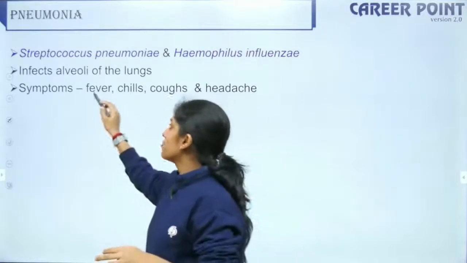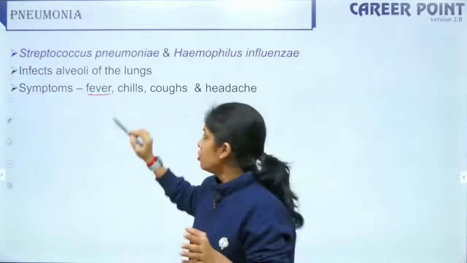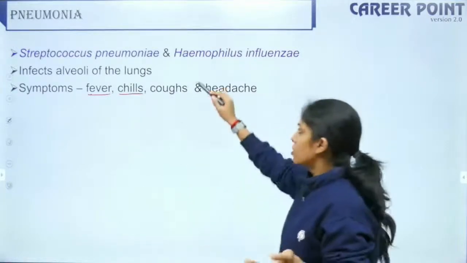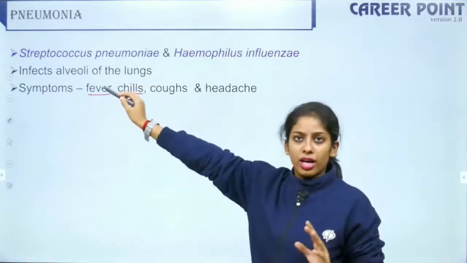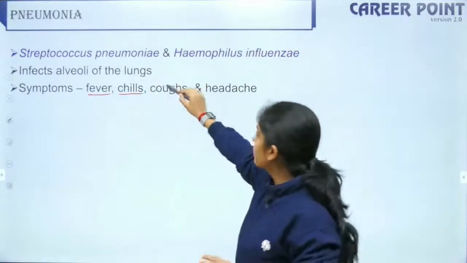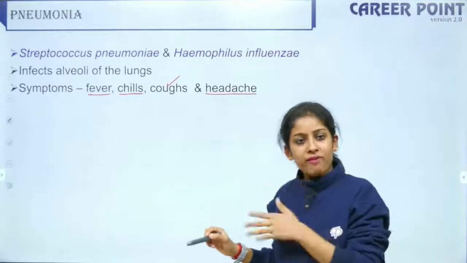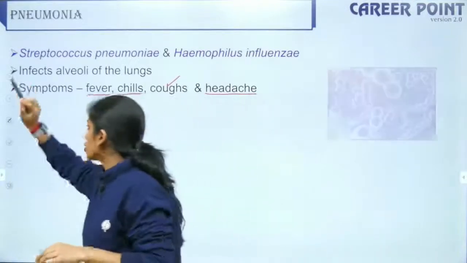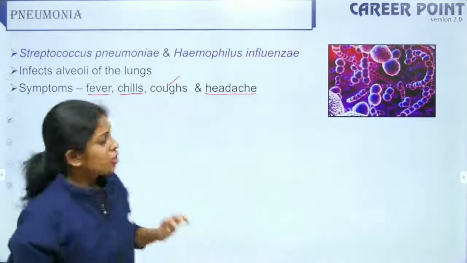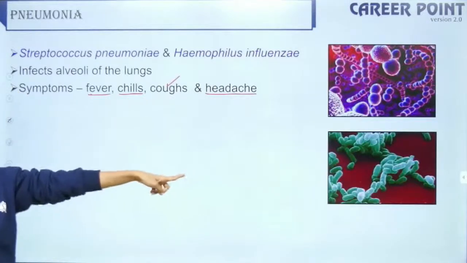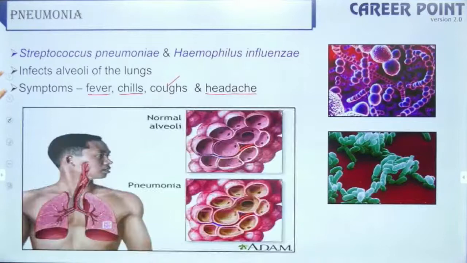So what are the symptoms? Again, it's fever. When you have fever, you have chills, you tend to feel cold, etc. Since this targets the respiratory system, please write cough, and as I told you, headache is common. You can even include weakness here, it does not matter, right? So pneumonia is done. Streptococcus pneumoniae, Haemophilus influenzae, these are the two bacteria.